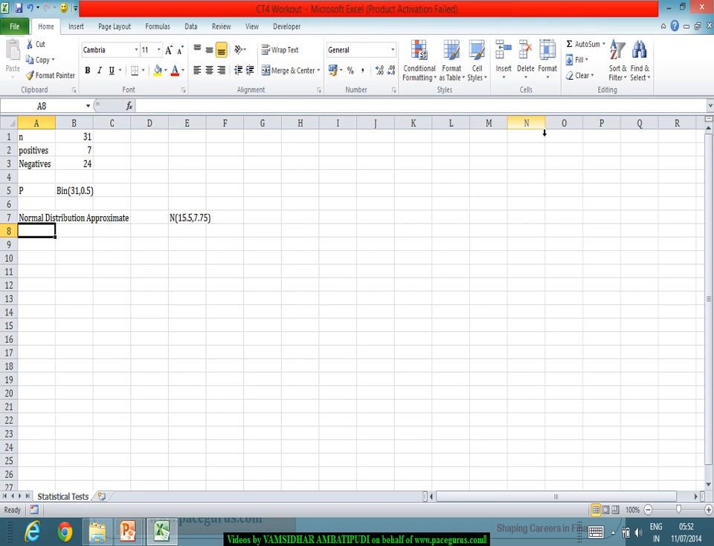If I go with that concept, I can compute the Z value. The Z value works out to X minus mu, where X is the actual number of positives, 7, minus mu, divided by sigma, which is the square root of 7.75.